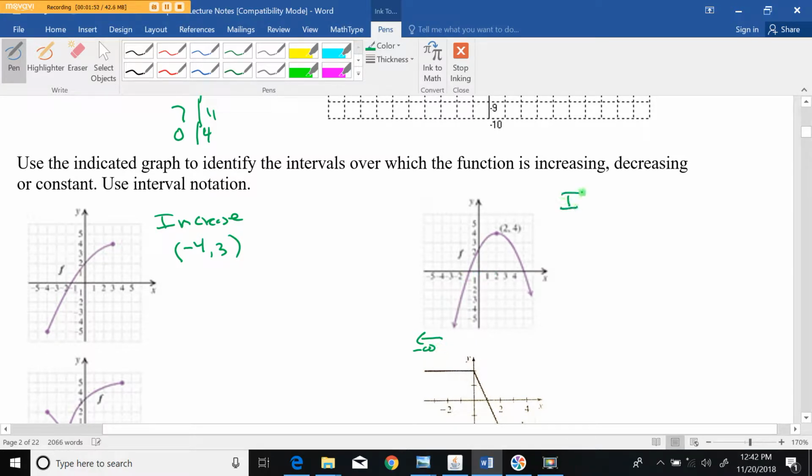So increasing from -infinity to 2. From 2 to the right, this function is decreasing. So it's decreasing from 2 to, in interval notation, we'd say from 2 to +infinity.